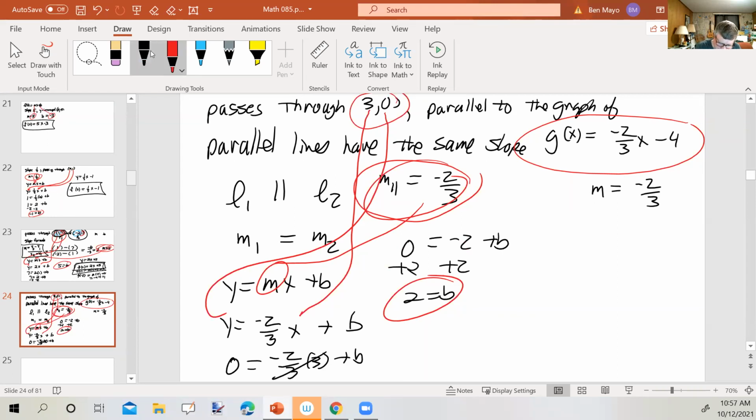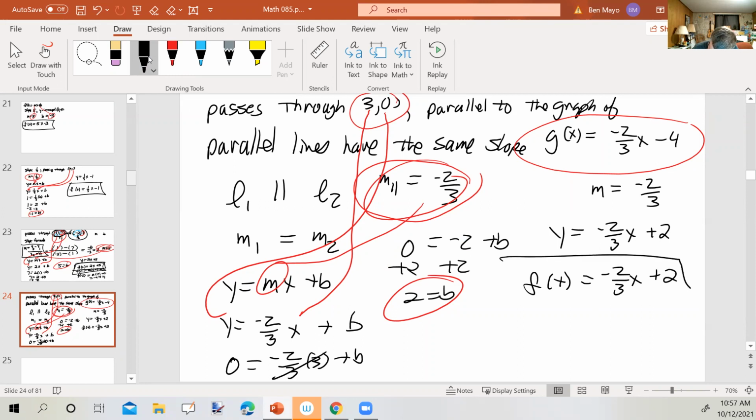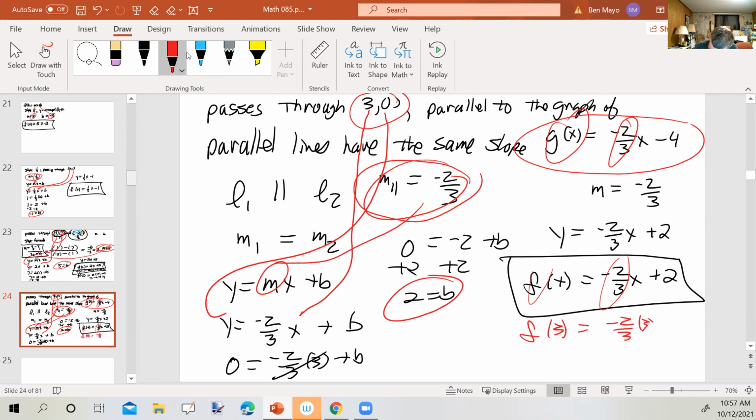Okay, so my new equation, y equals negative 2/3 x plus 2, writing it as a function, f of x equals negative 2/3 x plus 2. Are they parallel? This line here and this one, they have the same slope. And (3, 0), is that a solution? F of 3 equals negative 2 times 3 plus 2, which is negative 2 plus 2, which is 0. So it checks. Okay, so parallel lines have the same slope.